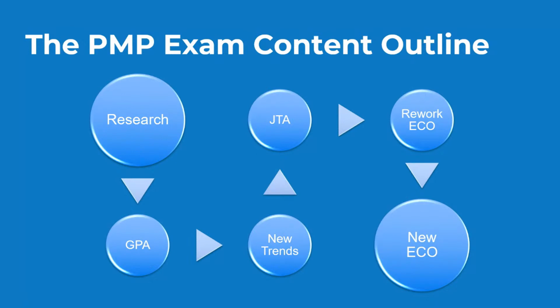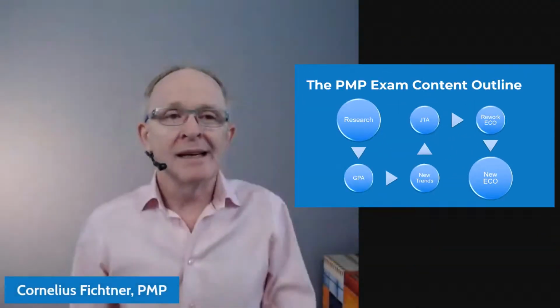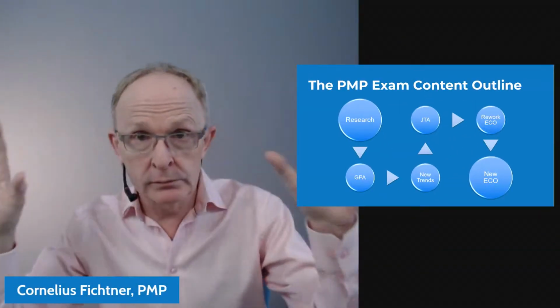PMI does what is known as a global practice analysis, GPA. PMI uses this GPA to identify any number of trends, things that need to be addressed in the PMP exam. Then from there, they do a job task analysis, a JTA. By doing that, they ensure that all those new trends they have found are truly something that project managers do. And this job task analysis, by the way, is all done globally.